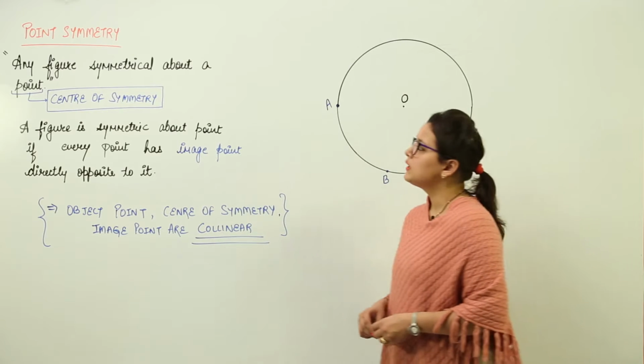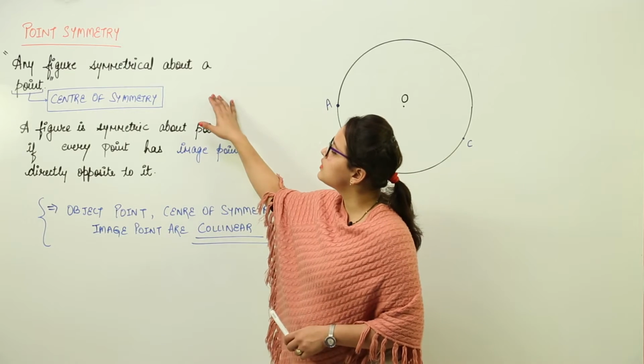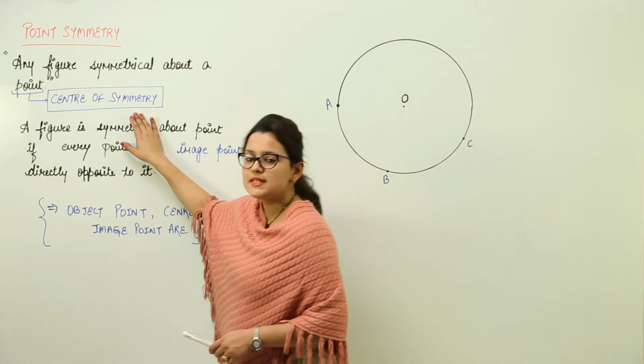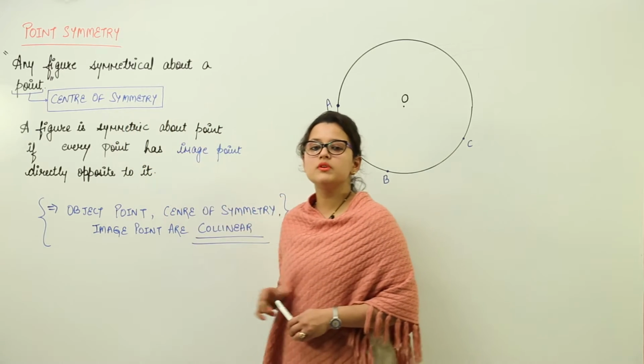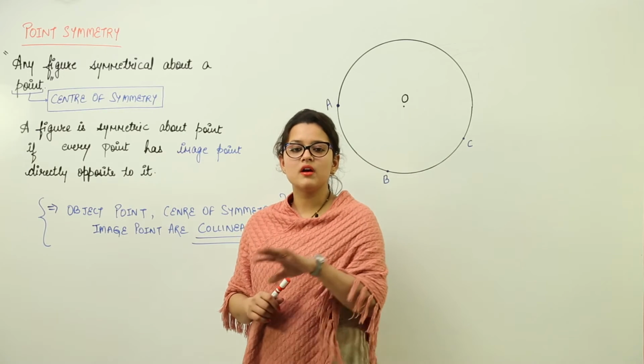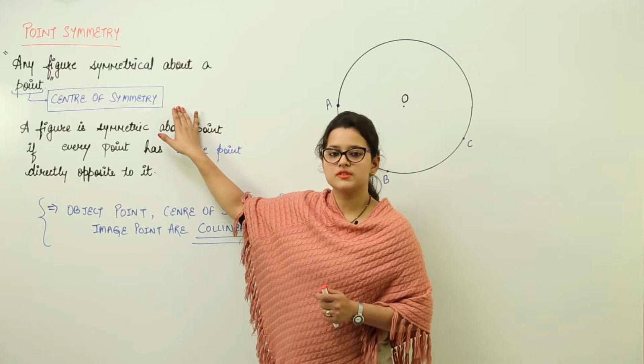Point symmetry. Now point symmetry is one in which we have any figure symmetrical about a point, and that point will be known as the center of symmetry. Because we are dealing with point symmetry, we must have a point about which we have the symmetry, so that point will be known as the center of symmetry.